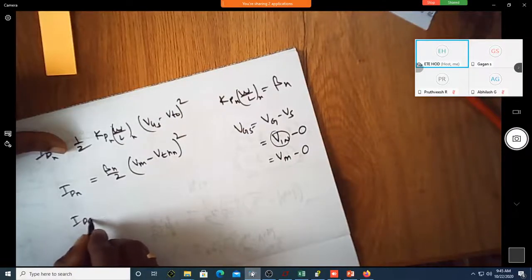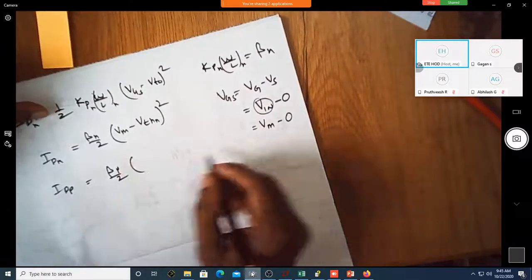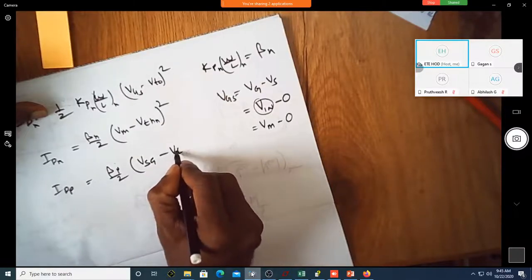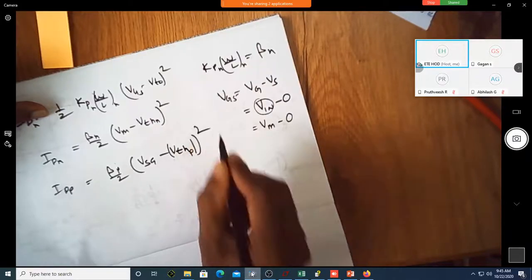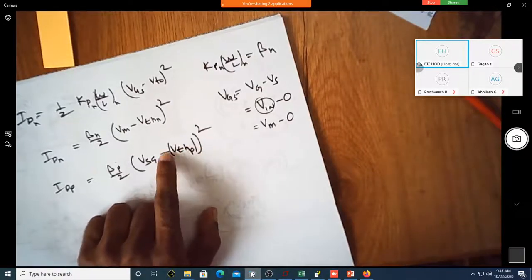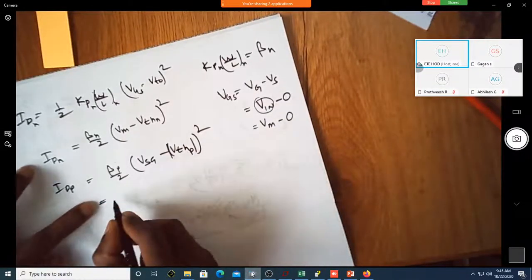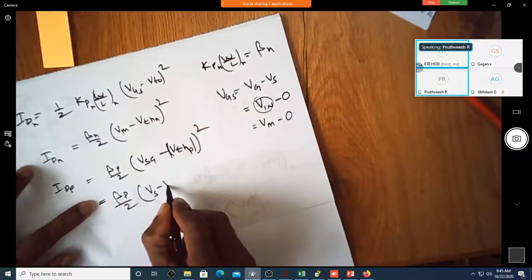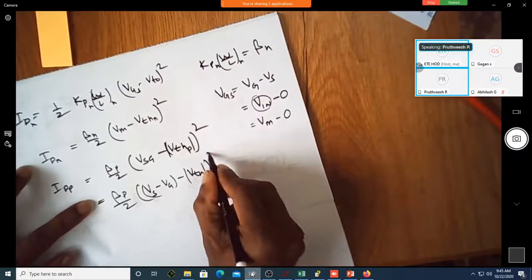This is equal to ID of N. Can I write ID of P similarly as beta P by 2 times (Vsg minus magnitude of Vth P) whole square? I have to write it as magnitude, otherwise the minus of minus 0.4 or 0.5 will become plus and you will have a different value. What is actually Vsg? Can I write it as (Vs minus Vg minus magnitude of Vth P) whole square?